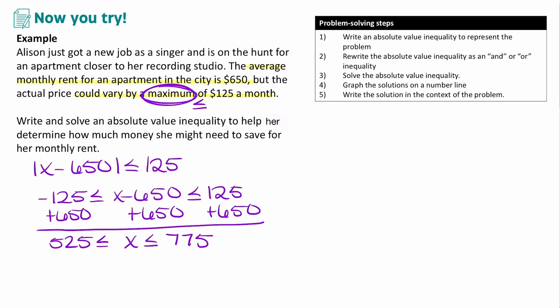So if we go ahead and set this up as an "and" inequality, we have negative 125 less than or equal to x minus 650, which is less than or equal to 125. And so we can solve by adding 650 everywhere, which gives us 525 less than or equal to x less than or equal to 775. So that means that the ranges of apartment prices are $525 a month to $775 a month.